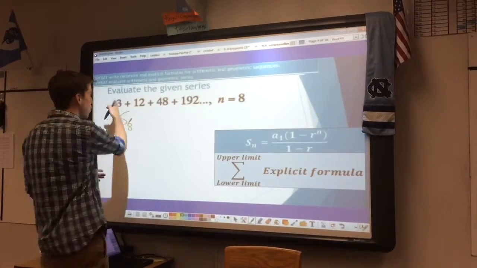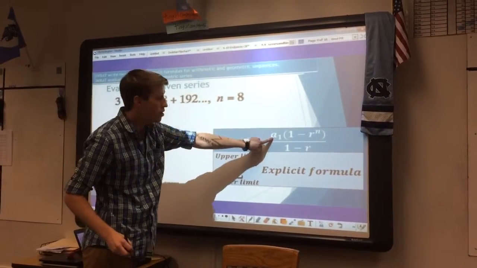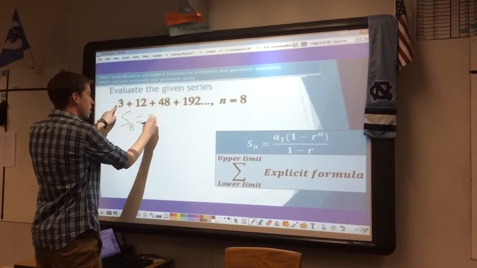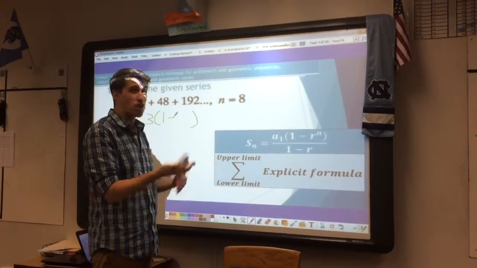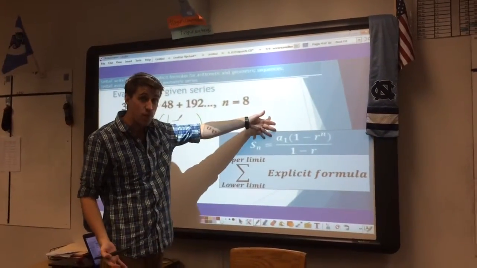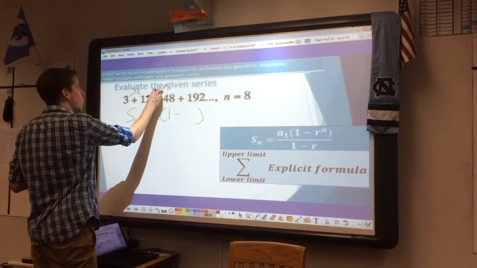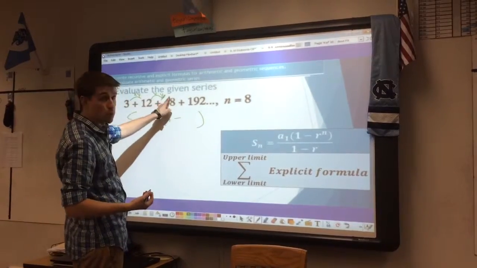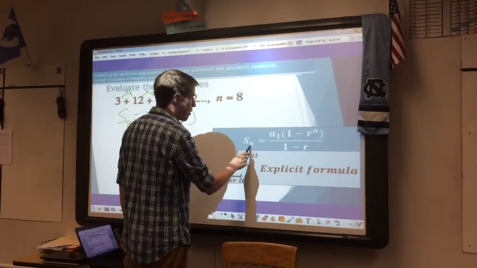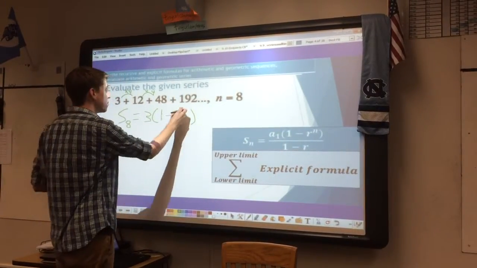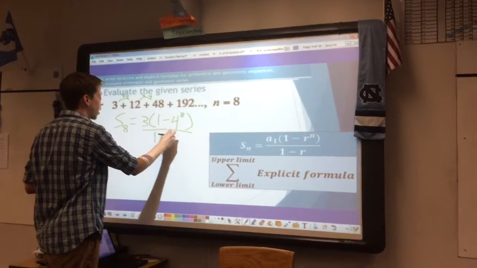So we're finding the sum of the first 8 terms if we continue the pattern, which will equal, once again, a sub 1, the first term, 3, times 1 minus r. That's our multiplier, which is why it's geometric. That's why we're using this formula instead of the other one. I see 3 times 4 is 12, times 4 is 48, and so on. Once you found your multiplier, you found r. The n, same thing. How many numbers am I adding up? 8. Once again, divided by 1 minus r. 1 minus that 4 again.